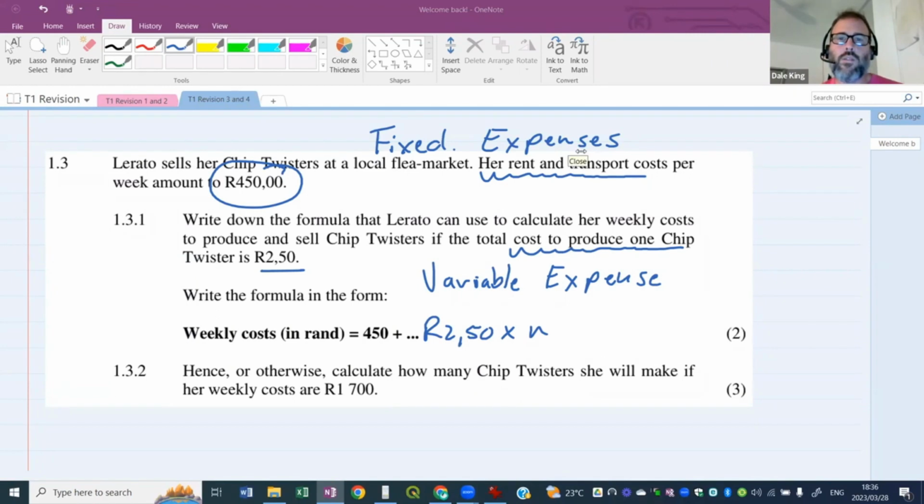So, Sambula, don't you want to explain to us? You've written an N there. Everyone's like, what is that? What is N? Anyone else want to guess what that N stands for? All right, so you've written 2 Rand 50 times N. What is the N?